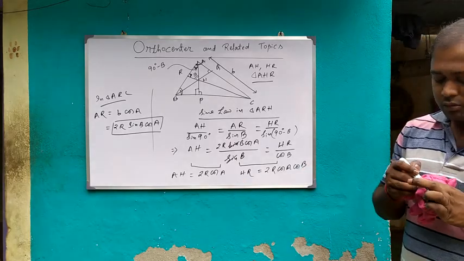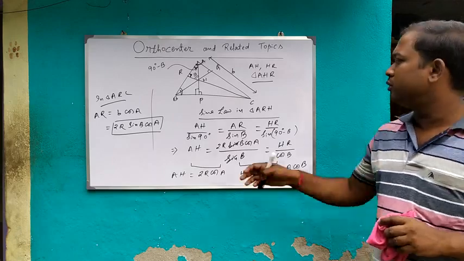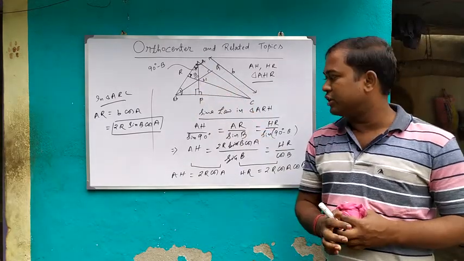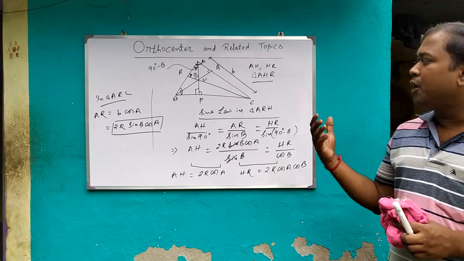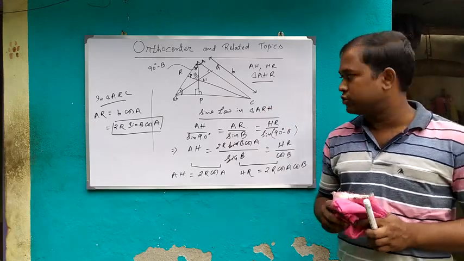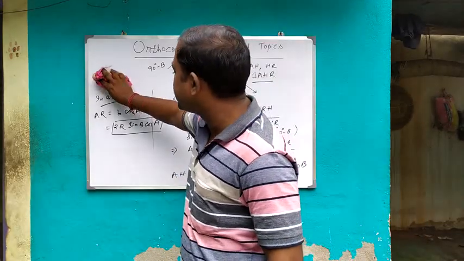So now we have successfully found out AH and HR. These results we can generalize, and we can write the other values also. So how to generalize? Let's see.